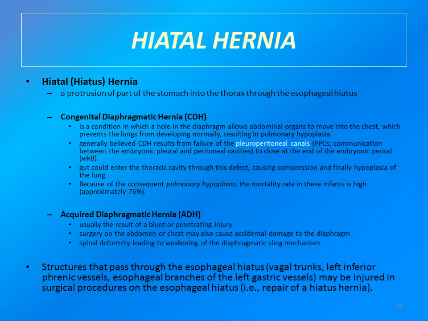Structures that pass through the esophageal hiatus may also be damaged in these situations and include the vagal trunks, the left and right inferior phrenic vessels, and the esophageal branches of the left gastric vessels. These also may be injured during surgical repair of hiatal hernia.